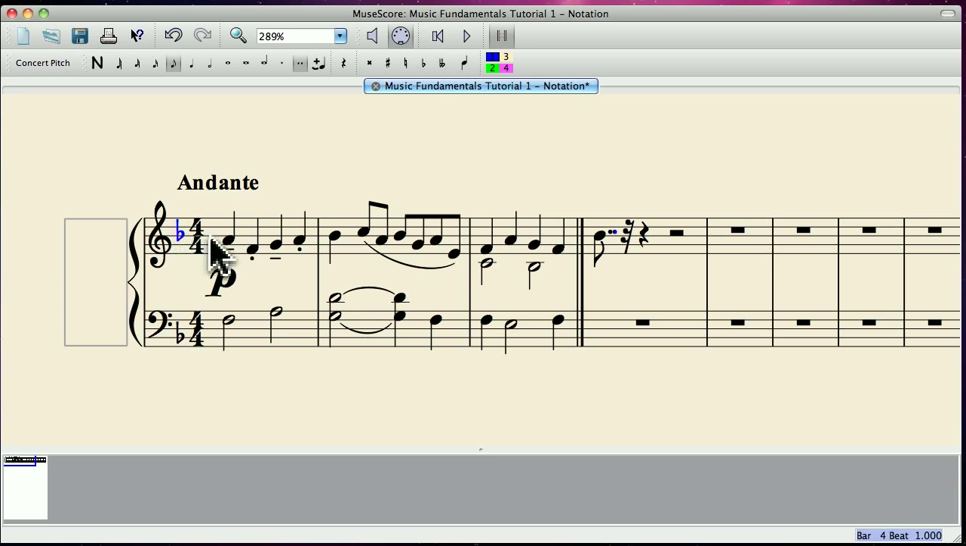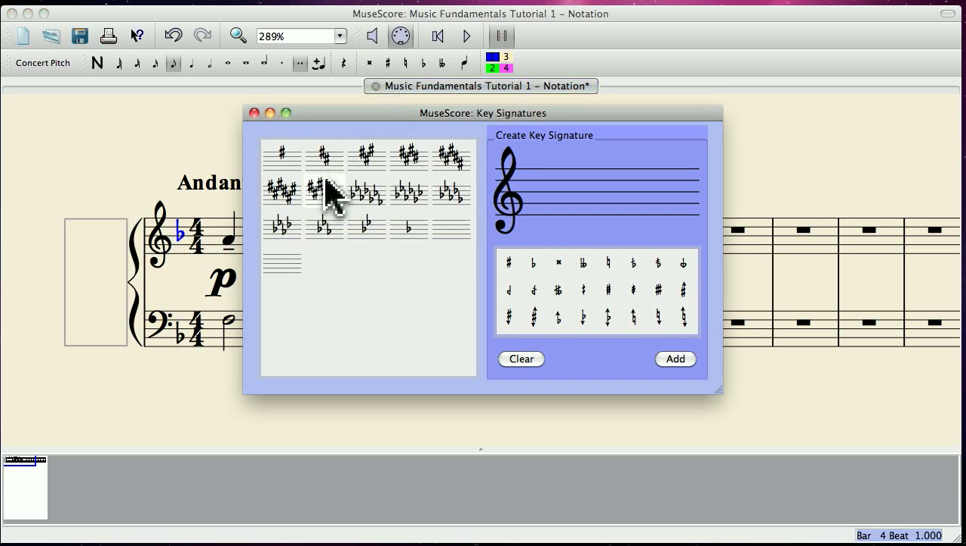So that means that all the B's in this piece of music to follow should be played as B flats. That means they should all be lowered a little bit. There's many different types of key signatures. Here they are. So you can see how they have sharps and flats.